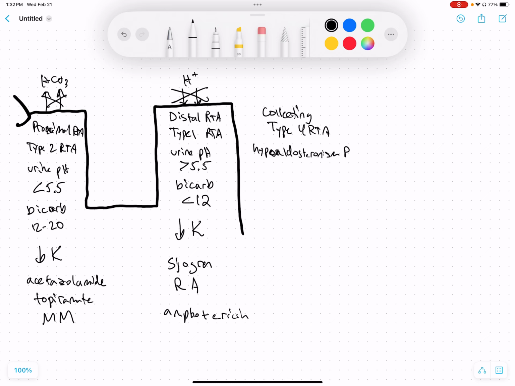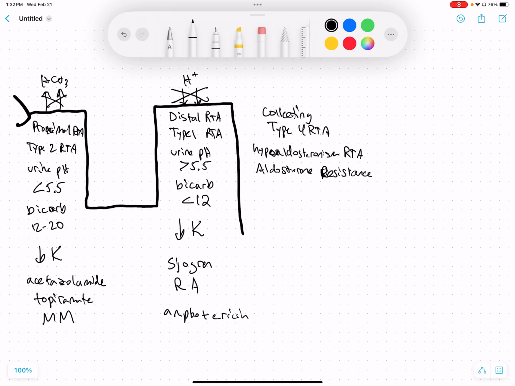Hypoaldosteronism RTA. That is a hard word to spell. Or aldosterone resistance. These are just things you have to memorize in order to understand the RTAs. There's no good way to kind of figure it out unless you're some PhD nephrologist or a nephrology fellow attending.